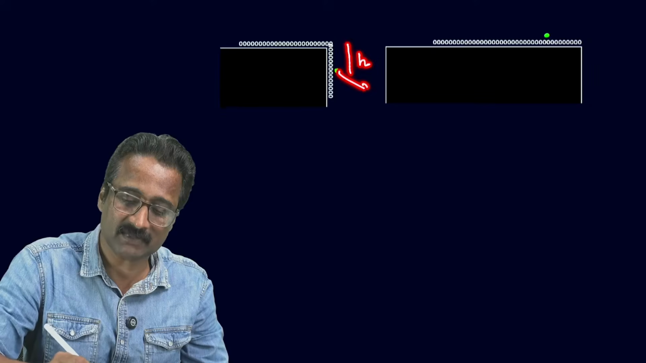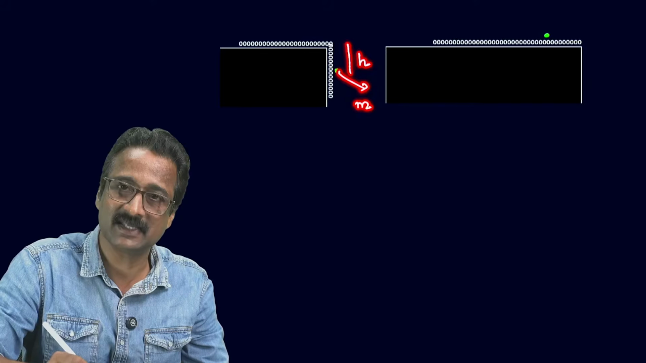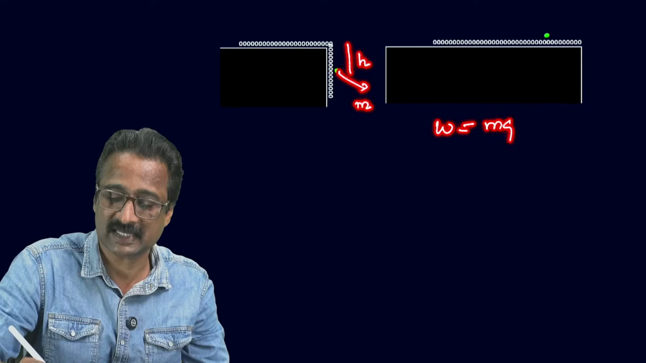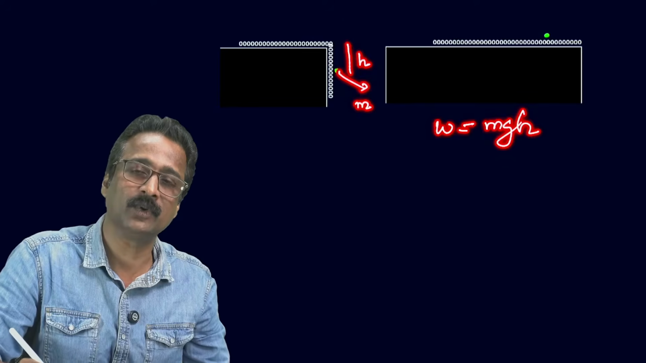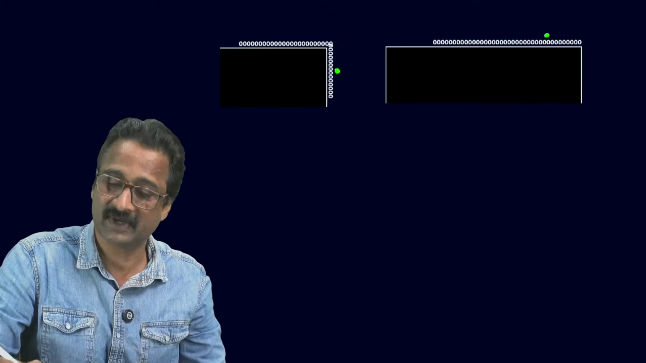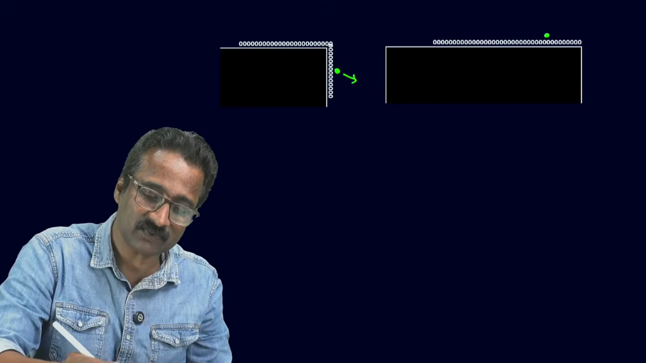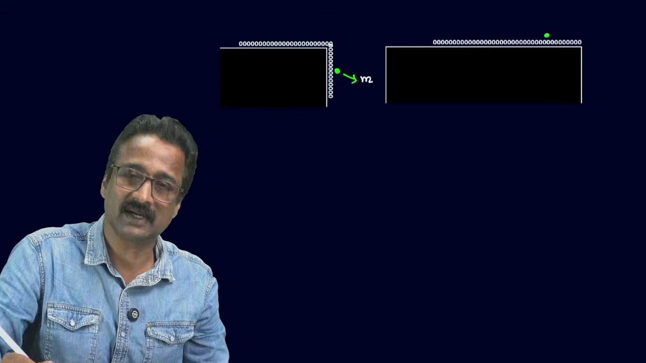If m is the mass and h is the lift that is given, then the work is simply mg into h. This is what we are going to use. For that we need two things. One, what is the value of the mass m? That is to be determined.